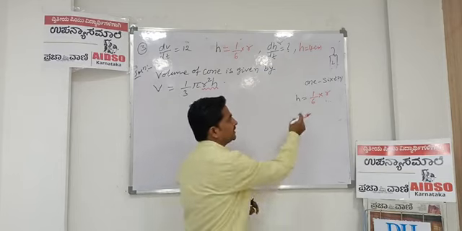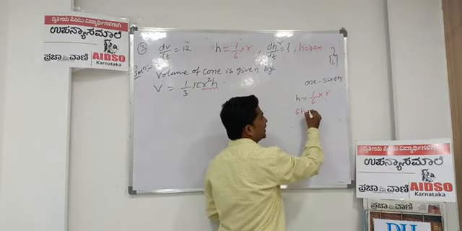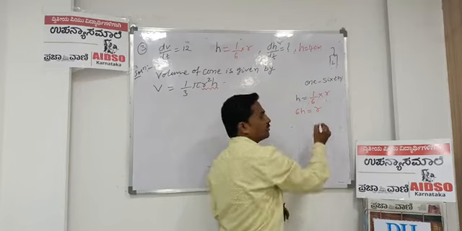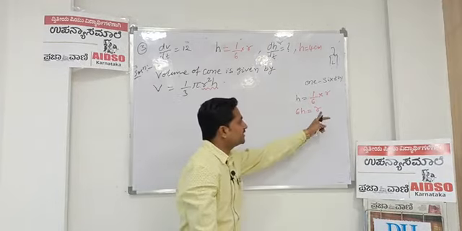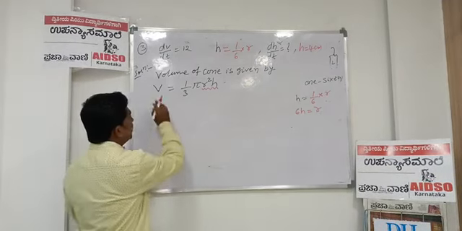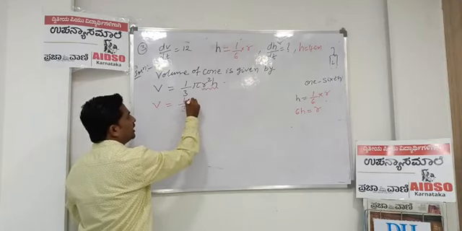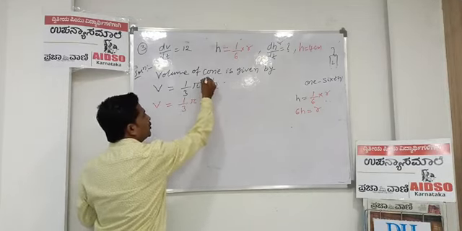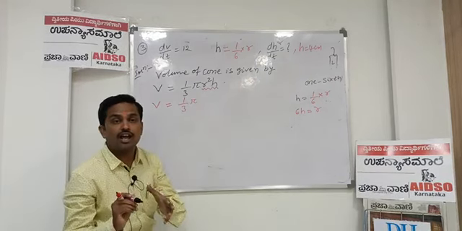So this 6 can be transposed to the LHS. It becomes 6h equals r into 1, which will be equal to r. That is nothing but the radius. So in place of radius, what can we substitute? We can substitute 6h. So the formula becomes V equals 1 by 3 pi into, in place of radius, now we are going to substitute the data 6h.